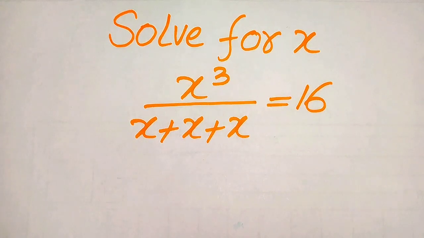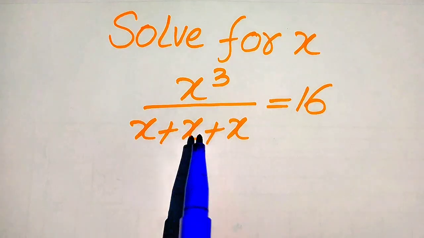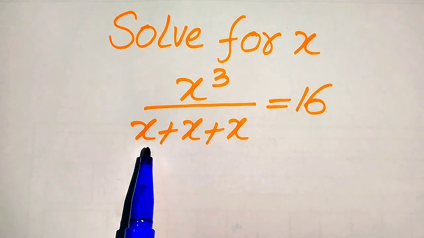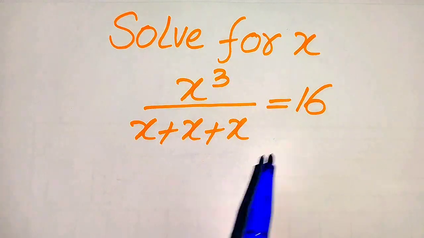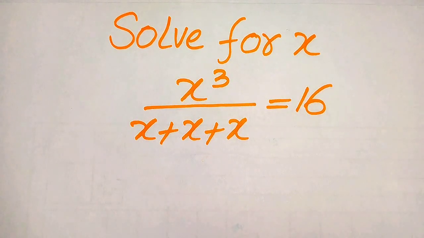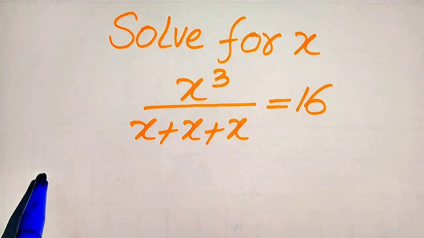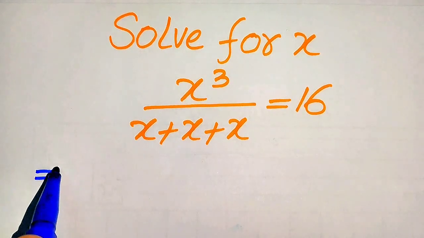Hello everyone, how to solve this problem for the values of x if we have x cubed divided by x plus x is equal to 16, and we solve this problem for the values of x. So here we find all the roots of this equation, and at the last we check which one of the roots of this equation are solutions and which of these roots are extraneous roots. Okay, so I hope you like this method.